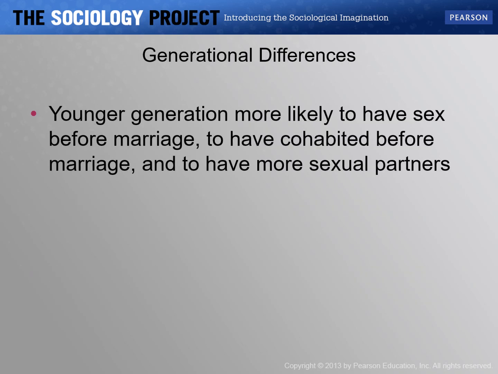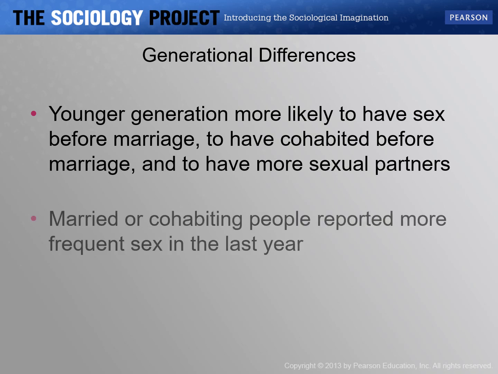There are generational differences. The younger generation is more likely to have sex before marriage, to have cohabited before marriage, and to have more sexual partners. Married or cohabiting people report more frequent sex in the last year than single people.